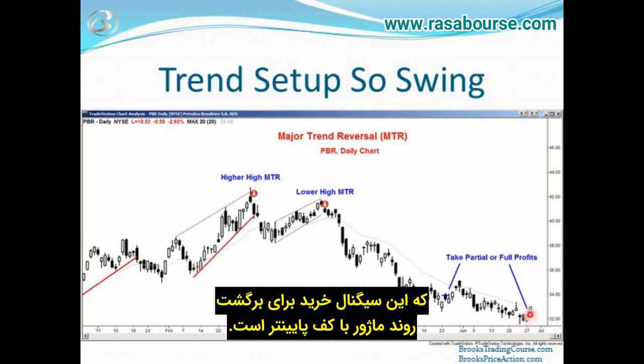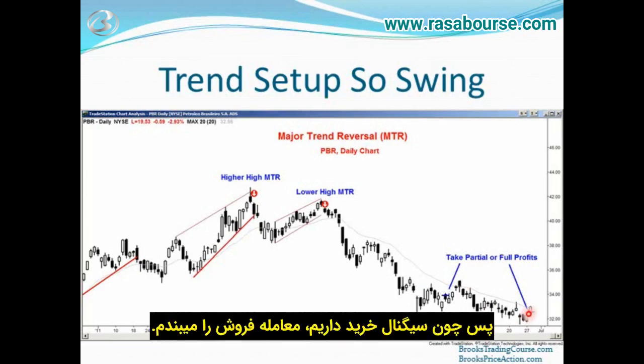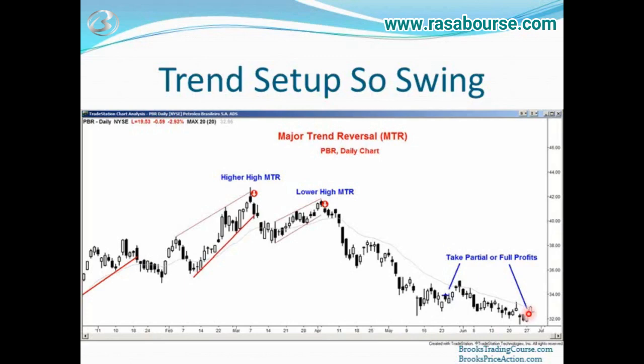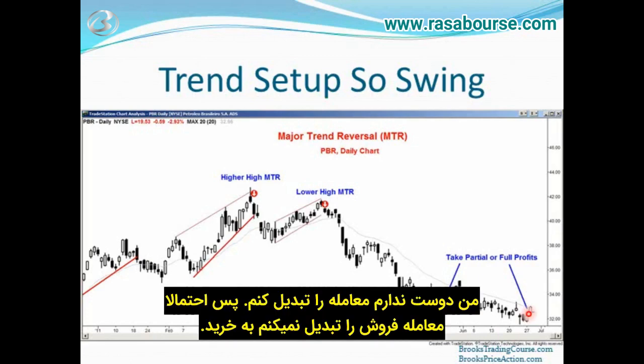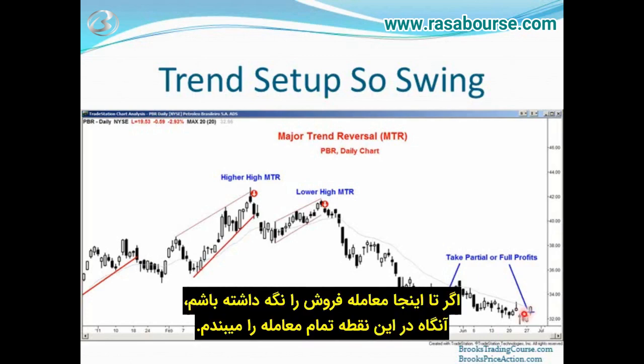So this is actually a buy signal for a lower low major trend reversal, a bottom, and since it's a buy signal, I would get out of shorts. I don't like to reverse, so I probably would not reverse, but if I was still short, I would get out of all my shorts at this point.